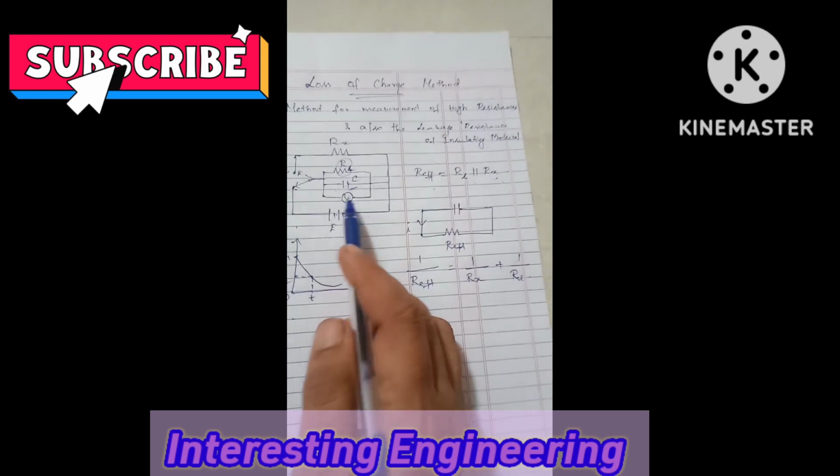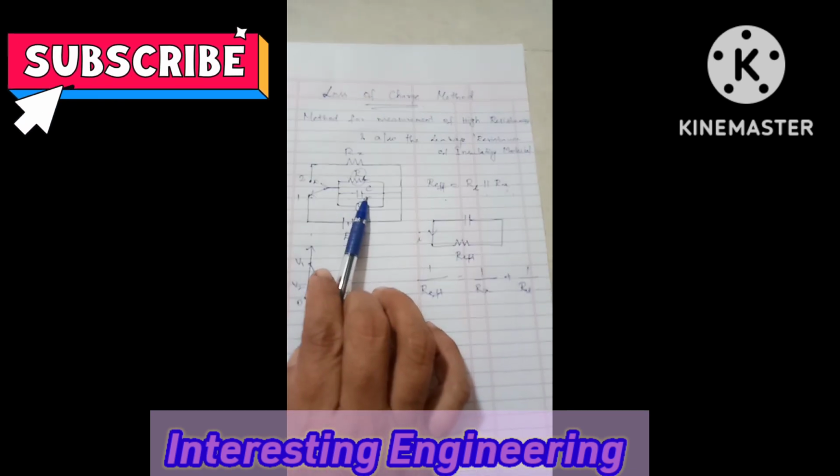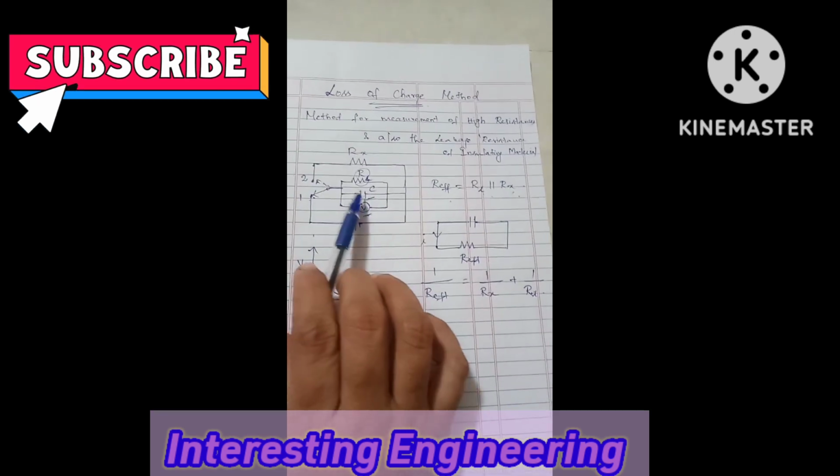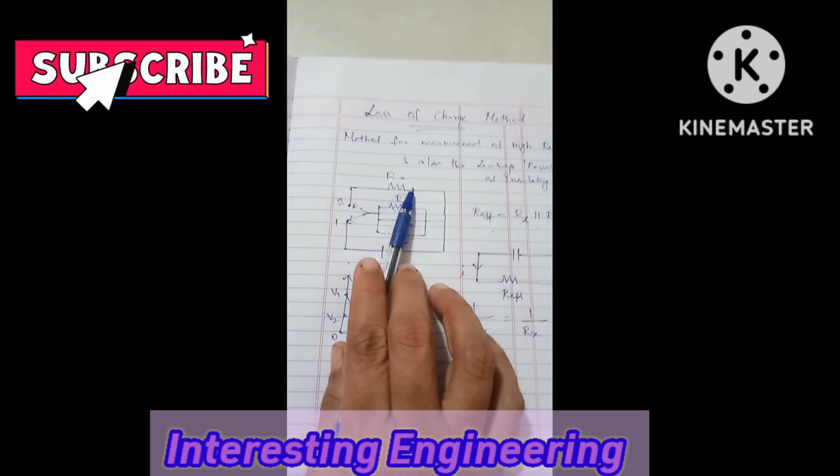When the battery source gets disconnected from the capacitor, the energy stored in this capacitor will be discharged through this unknown resistance Rx.